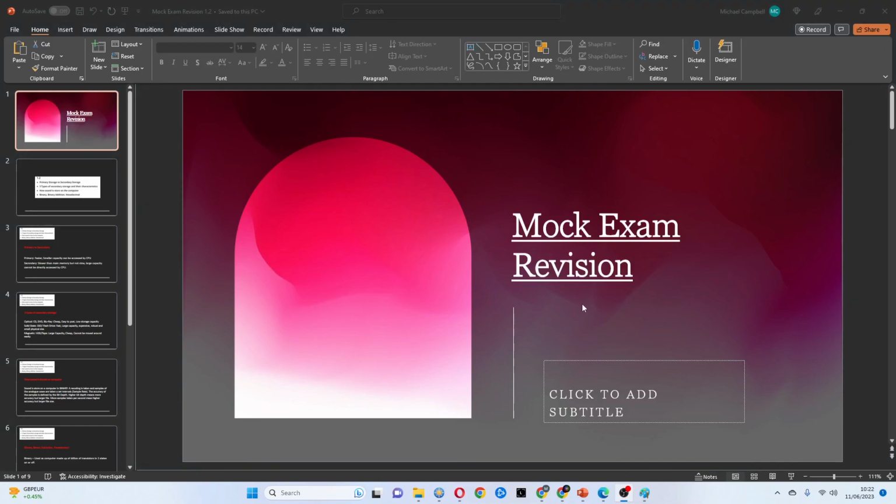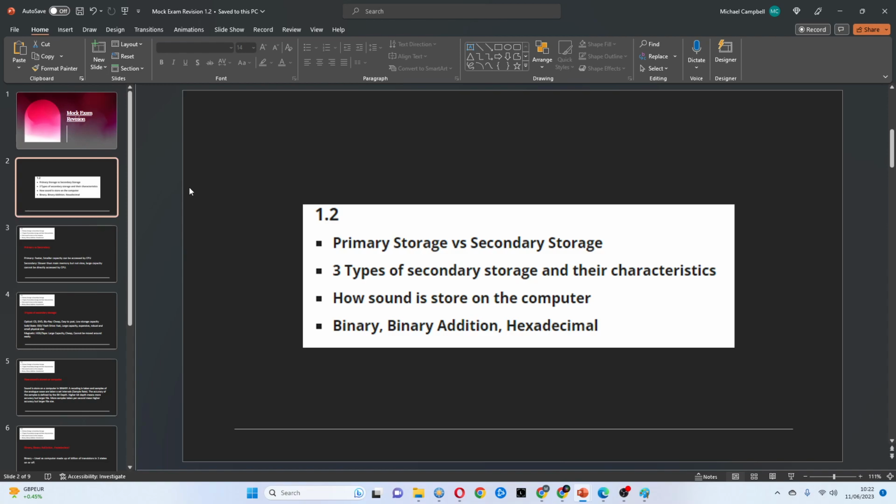So this is the 1.2 mock revision update. Let's have a look through this. Right, so we're going to go through these things.